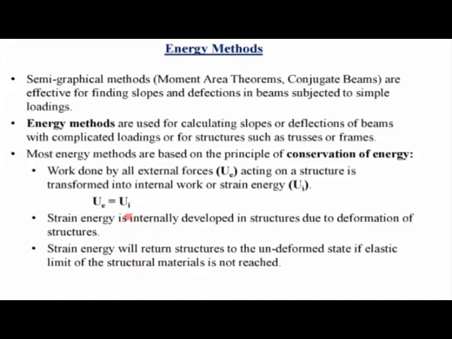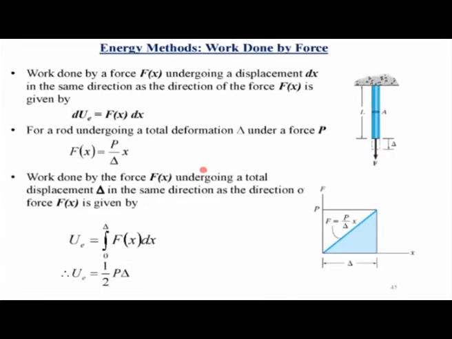So we'll now see how we can correlate this external work with the internal strain energy in a structure under some given loads, and thus use that method to calculate the deformation of the structure at any particular point under some given loads. To start with, we'll quickly go over some theory about work done and internal energy. The first thing I would like to talk about is a straight rod or a bar which is subjected to an axial load F, and because of which it undergoes a deformation delta.